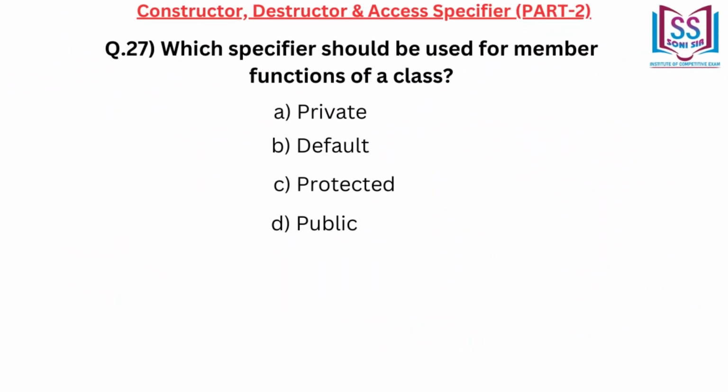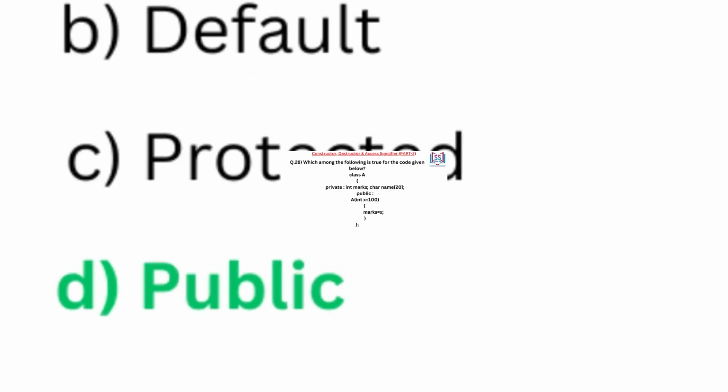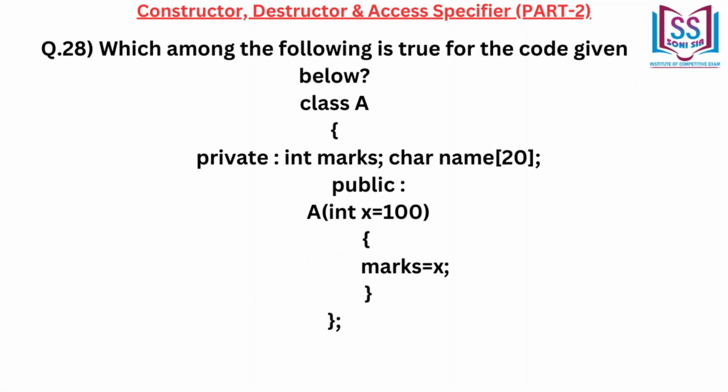Which specifier should be used for member functions of a class? A. Private. B. Default. C. Protected. D. Public. Correct answer D. Public.